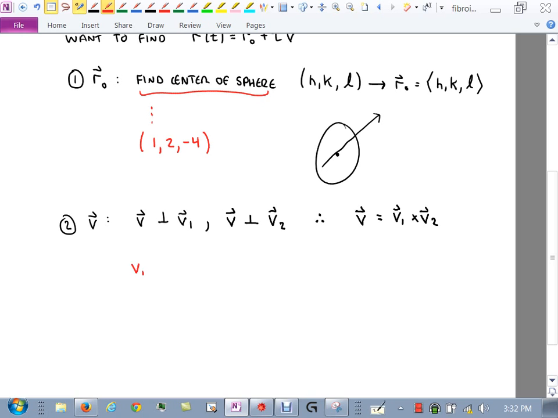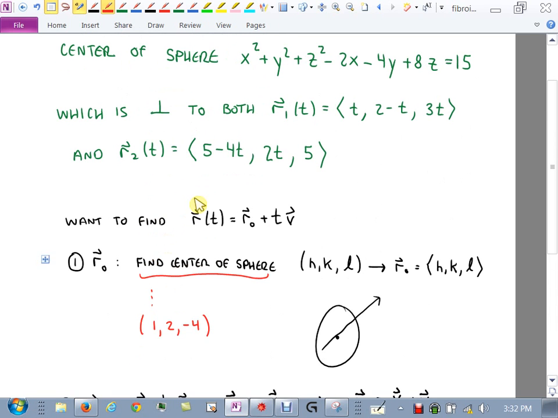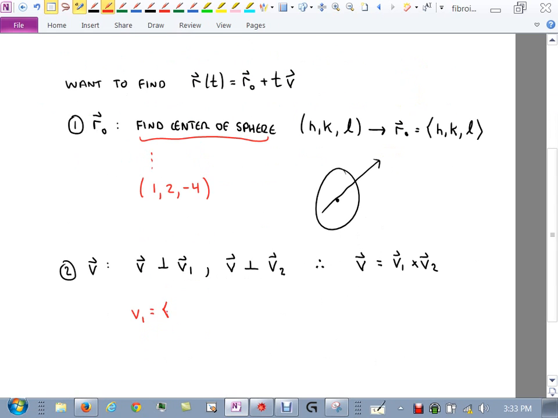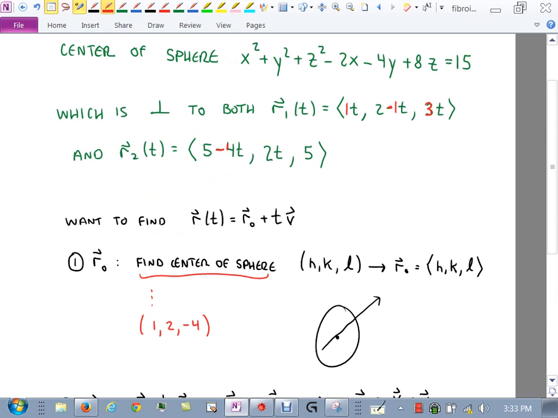Now, what's V1? What's the direction of line 1? So remember, it's just the coefficients in front of the variable, right? It's not the entire vector equation. It's just the direction numbers. So V1 is 1, -1, 3. And the direction of line 2 is -4, 2, and 0. Since there is no t there, it's really like a plus 0t. So V2 is -4, 2, 0.